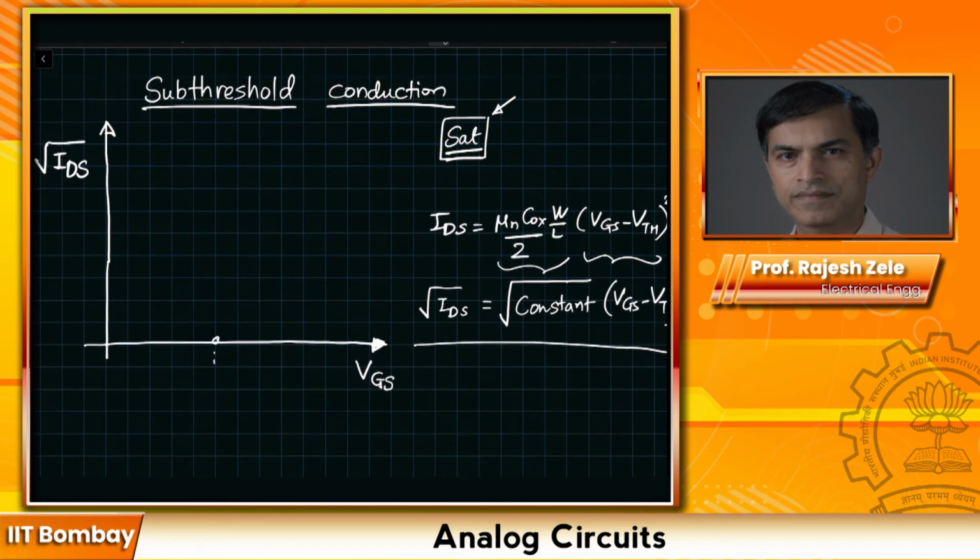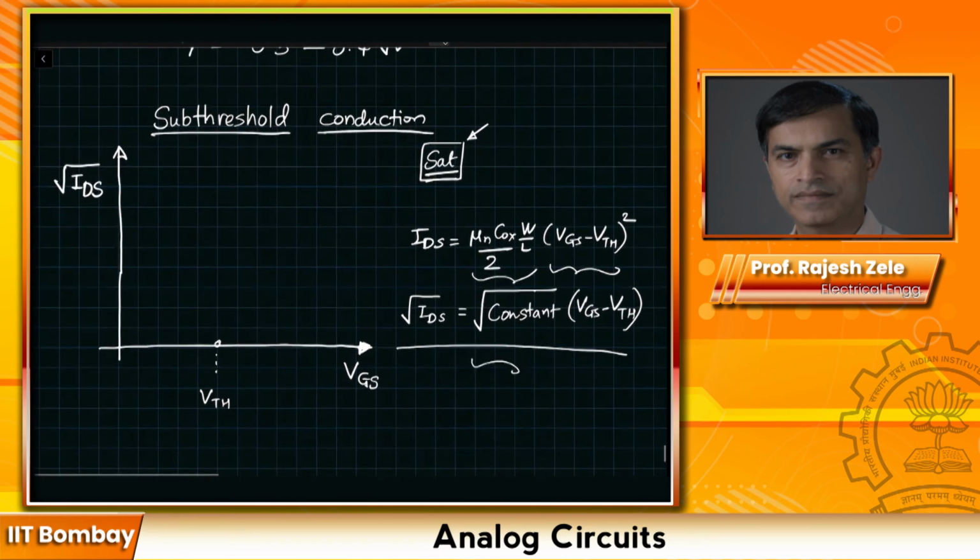So this would be, let's say, our VTH. And then what is the nature of this curve? The nature of this curve is it should be linear. So at VGS equal to VTH, the IDS should be 0, and then you would expect the current to linearly go up like this. And the slope of this will be square root of mu n Cox W by L divided by 2, square root of the whole thing.